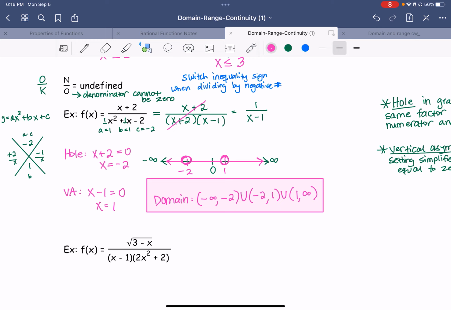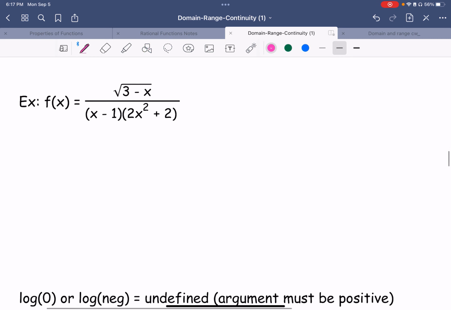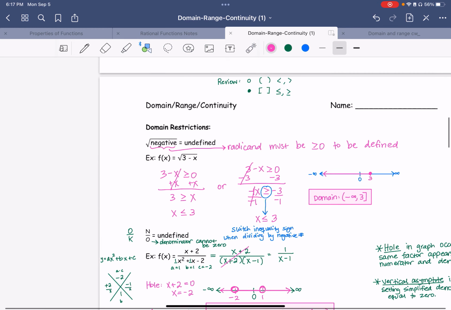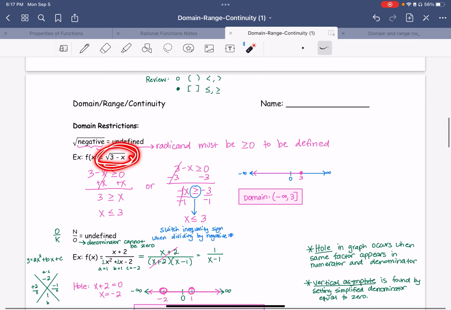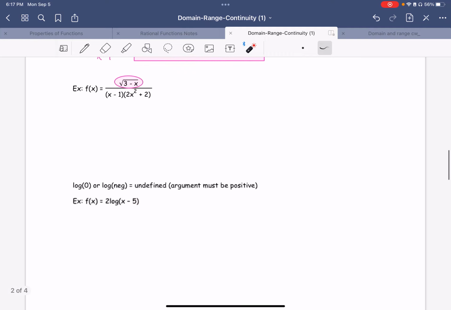Okay, let me give you another example of a rational function mixed with a square root function. Notice we have a square root function in the denominator. This may or may not look familiar to you, but the square root of 3 minus x was the first example we did. So I'm not going to redo the problem. I'm just going to write down the answer that we had, which was x is less than or equal to 3.